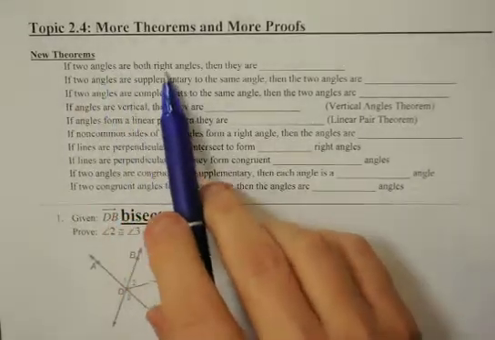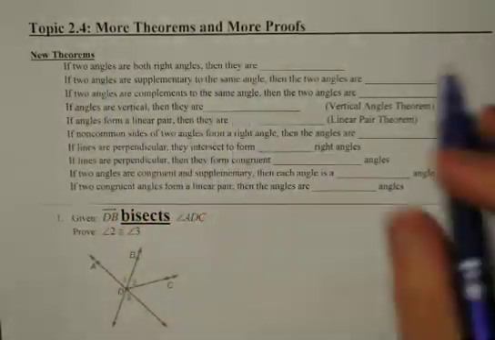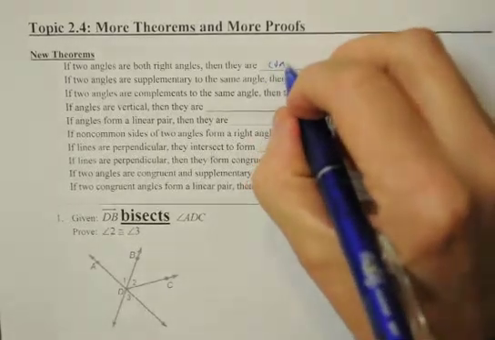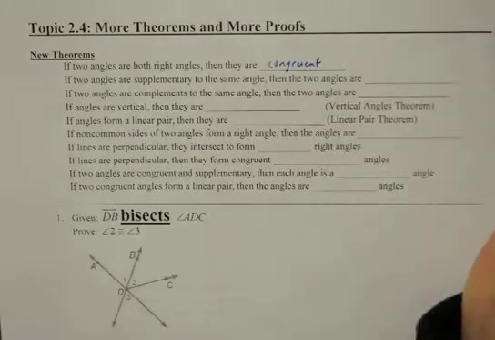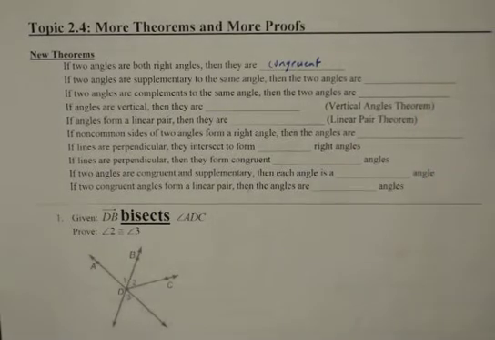If two angles are both right angles, then they are congruent. All right angles in the universe are congruent. All of them.